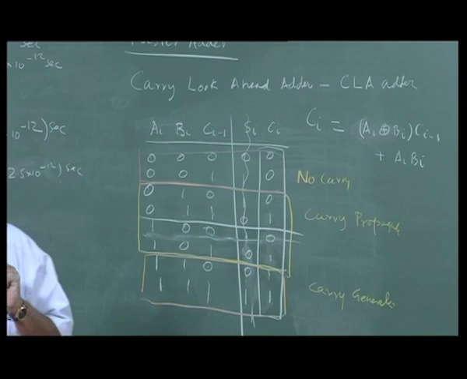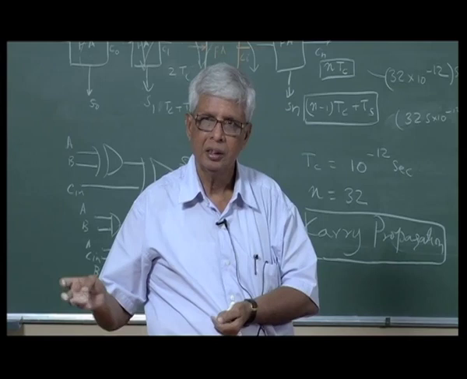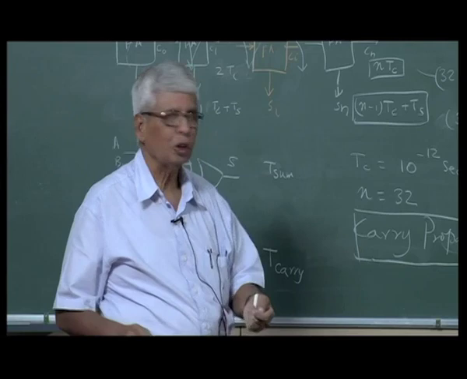I know all the A's and B's always. Since I know all the A's and all the B's at the start, it can be n bits, it can be 16 bits, 32 bits, 64, 128, I don't care. I know all the A's and B's. So you can use this equation to predict the carries in advance. Because if I know this for the first stage, I can use it for the second stage and so forth. I will show you how to do that quickly.